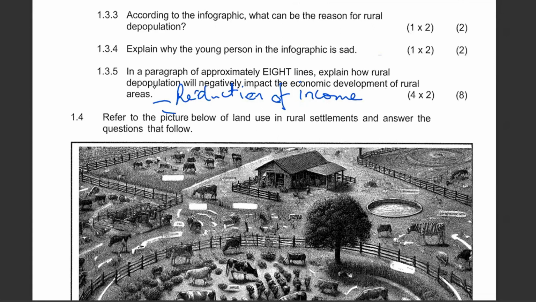Then we can also look at the development of ghost towns. The economy will be featured with ghost towns, abandoned buildings as people move away from rural areas. And also we can talk of closure of services.